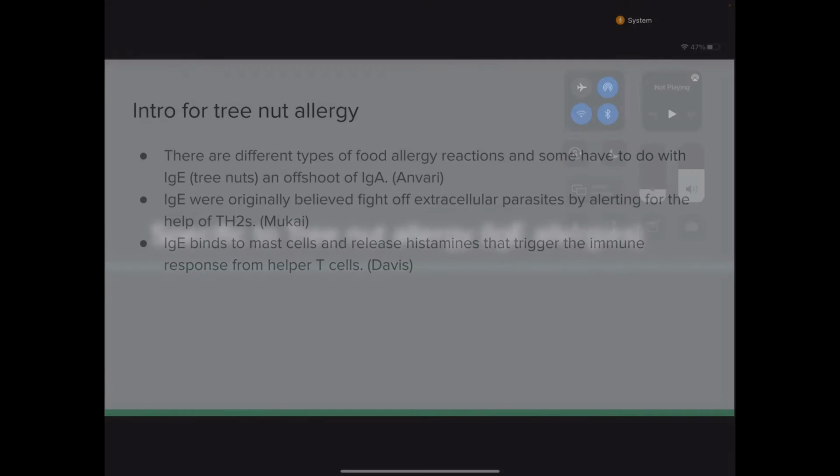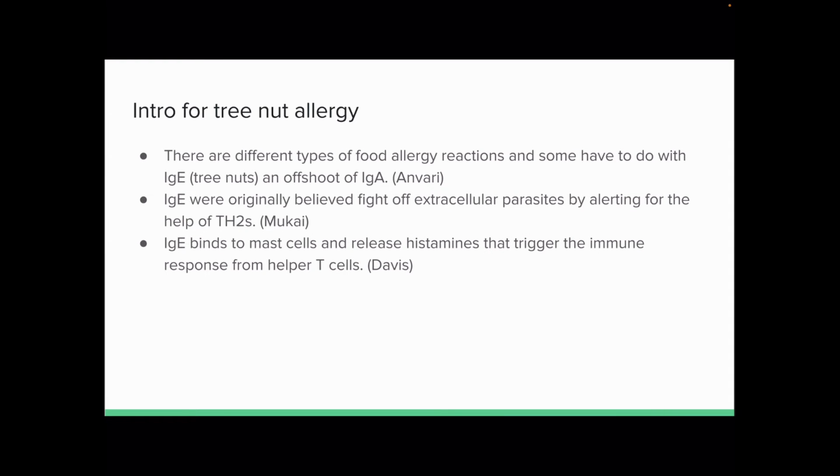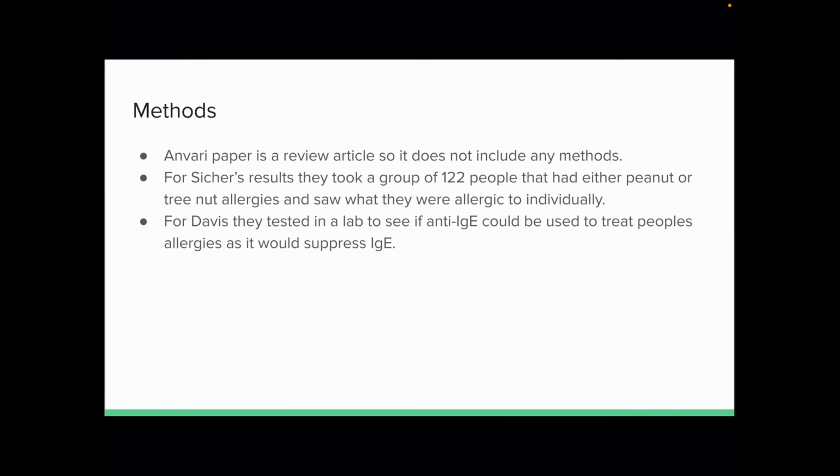IgE specific. So here's an intro for tree nut allergies specifically. There are different types of food allergy reactions, and some have to do with IgE. The ones that have to do with IgE include tree nuts, which is an offshoot of IgA. IgE were originally believed to fight off extracellular parasites by alerting for the help of Th2s. IgE binds to mast cells and releases histamines that trigger the immune response from helper T cells, like homing, which we learned in class. Here are the methods for the papers I'll be reviewing.